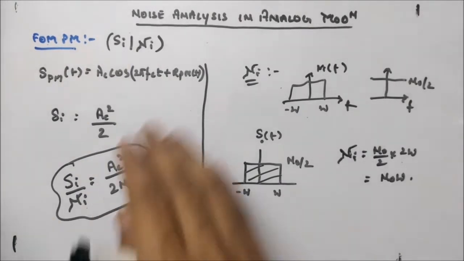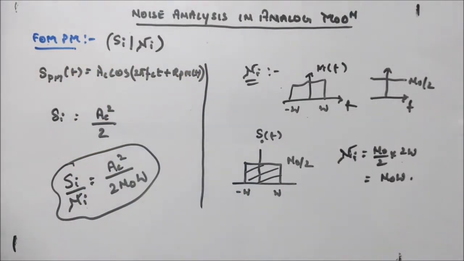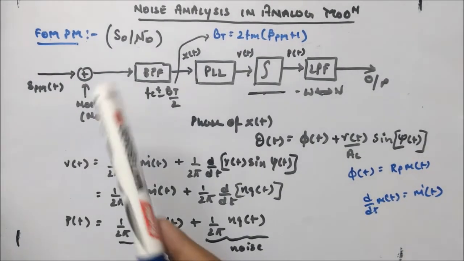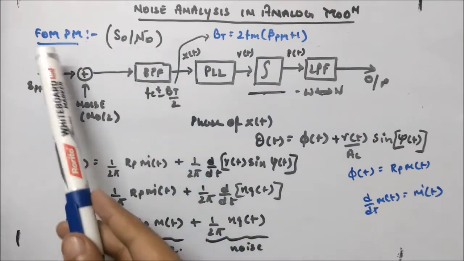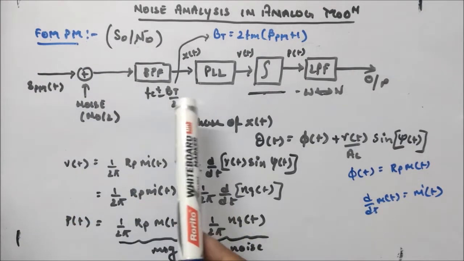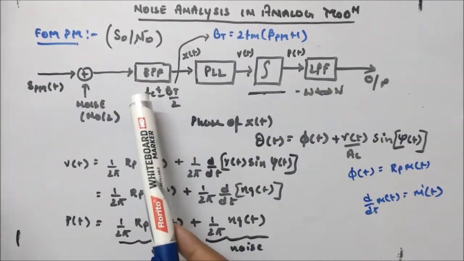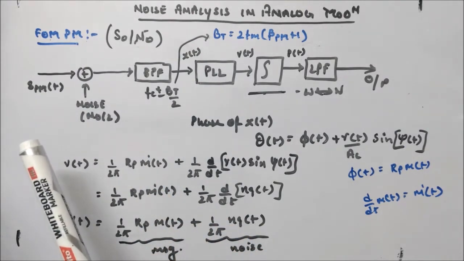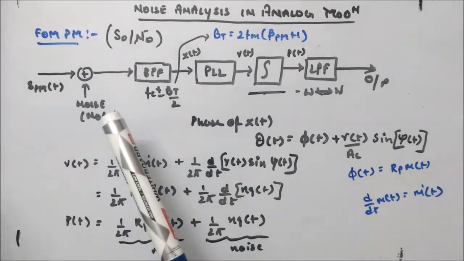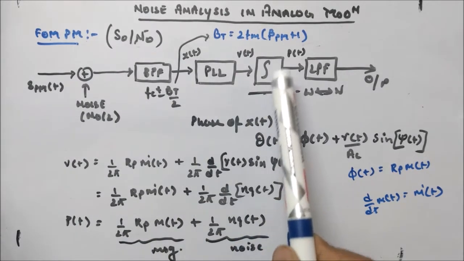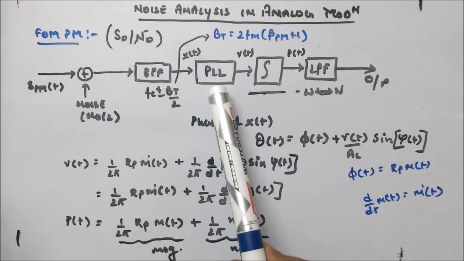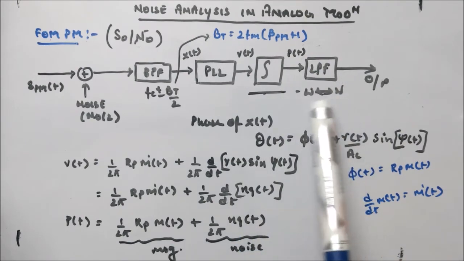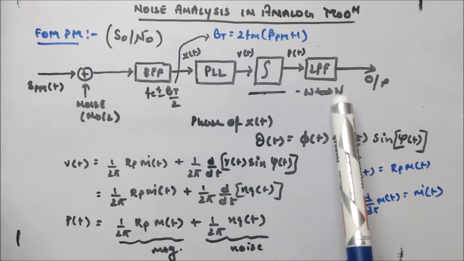Now we will calculate S0 divided by N0. Let's see the calculation of S0 divided by N0 in case of PM. The detector diagram will be the same. We'll be using a PLL for PM as well. There will be a few changes. First of all, there will be an integrator after the PLL and before the low pass filter. The low pass filter will be the same, from -W to W.